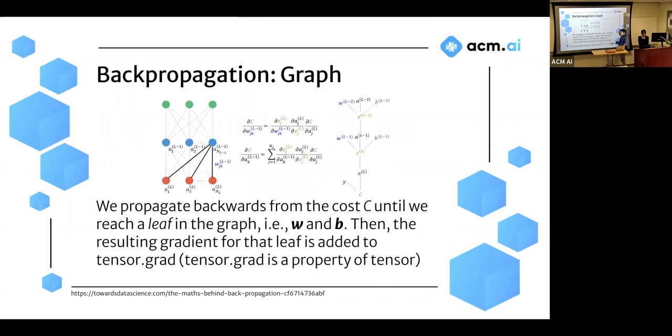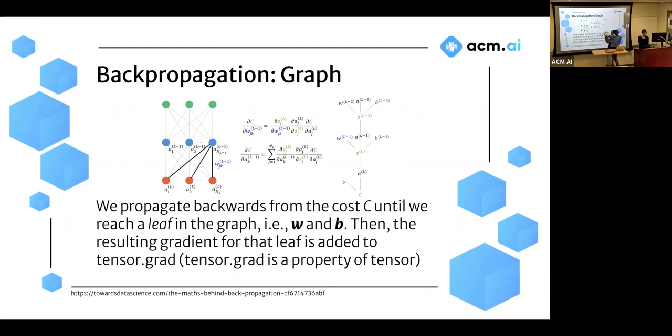Particularly, we propagate backwards from the loss until we reach a leaf in the graph. In this case, our weights and biases. To visualize that, we start from this loss, right? We know the gradients of how we get from here to here, how we get from here to here, because again, these are all operations we have predefined. So we go from our loss, get the gradients, and keep doing that sort of multiplication that we talked about with the chain rule.